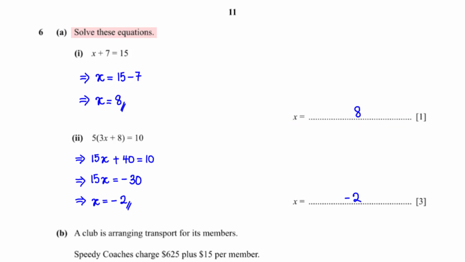5 times (3x plus 8) equals 10. When we expand the brackets, 5 times 3x is 15x. 5 times 8 is 40. When we subtract 40 from both sides, this is what we get. When we divide both sides by 15, we get x equals -2.